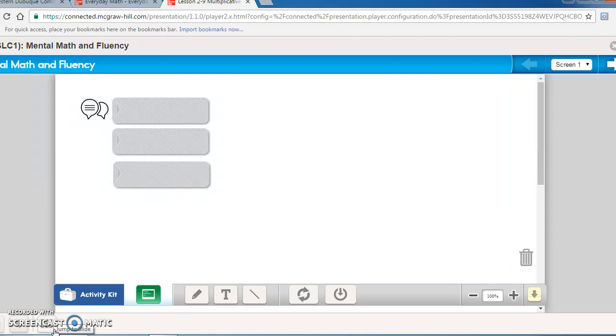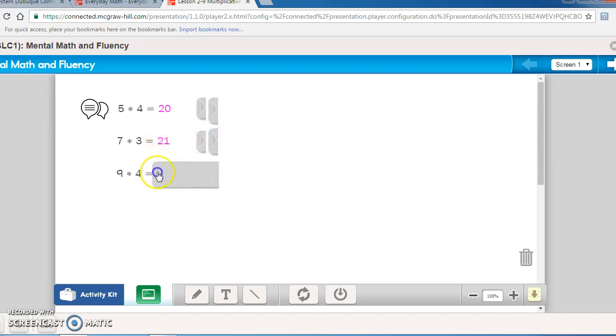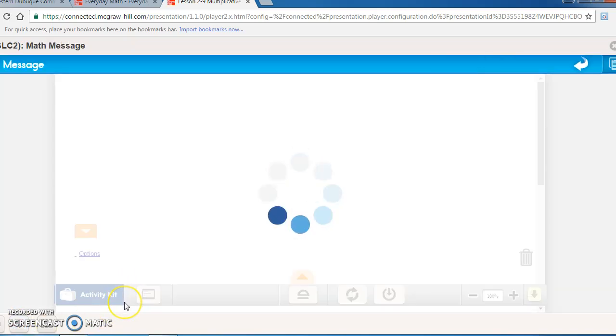Let's start first with our mental math and fluency warm-up. 5 times 4, 20. 7 times 3, 21. 9 times 4, 36. Hopefully you were able to answer those questions as quickly as I was. If not, be sure to be taking home those multiplication triangles to practice them so you can get more automatic with your answers for those type of problems.